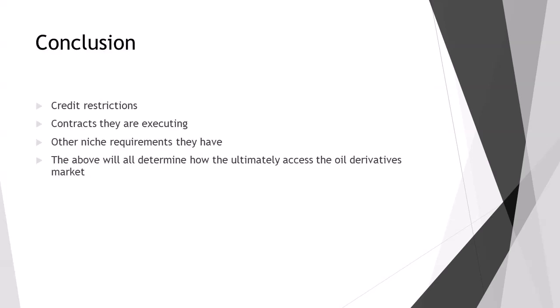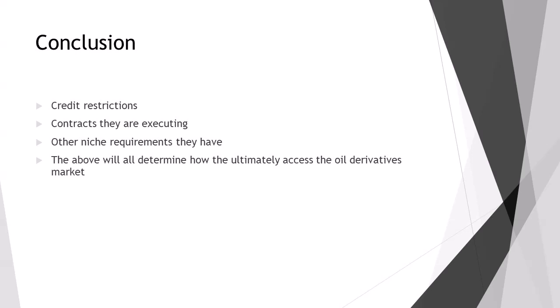So that concludes the Access to Markets lecture. We've explored a few ways that traders are able to access the market, depending on their credit restrictions, what exactly they're executing, whether they're trading more niche contracts or they need access to more exotic derivatives.